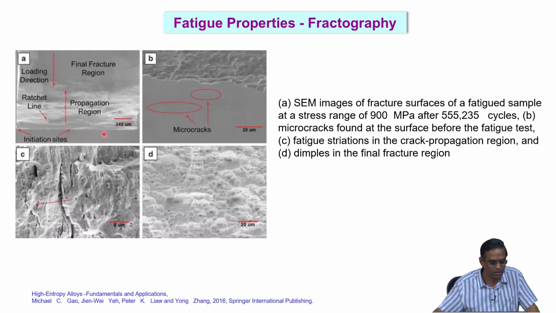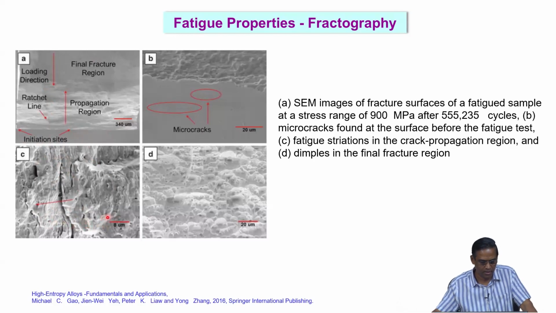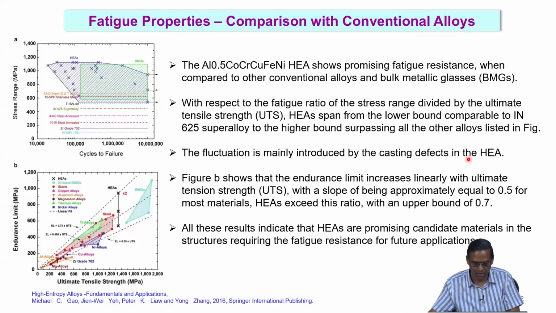This is the loading direction, and these are all the initiation sites from the surface. And then you see nice fatigue striations here, which is not possible in a conventional compression or tension load, okay. And then you see a lot of dimples in the final fracture regions. So you have a characteristic fracture surface after fatigue, which is observed in the high-entropy alloys also.